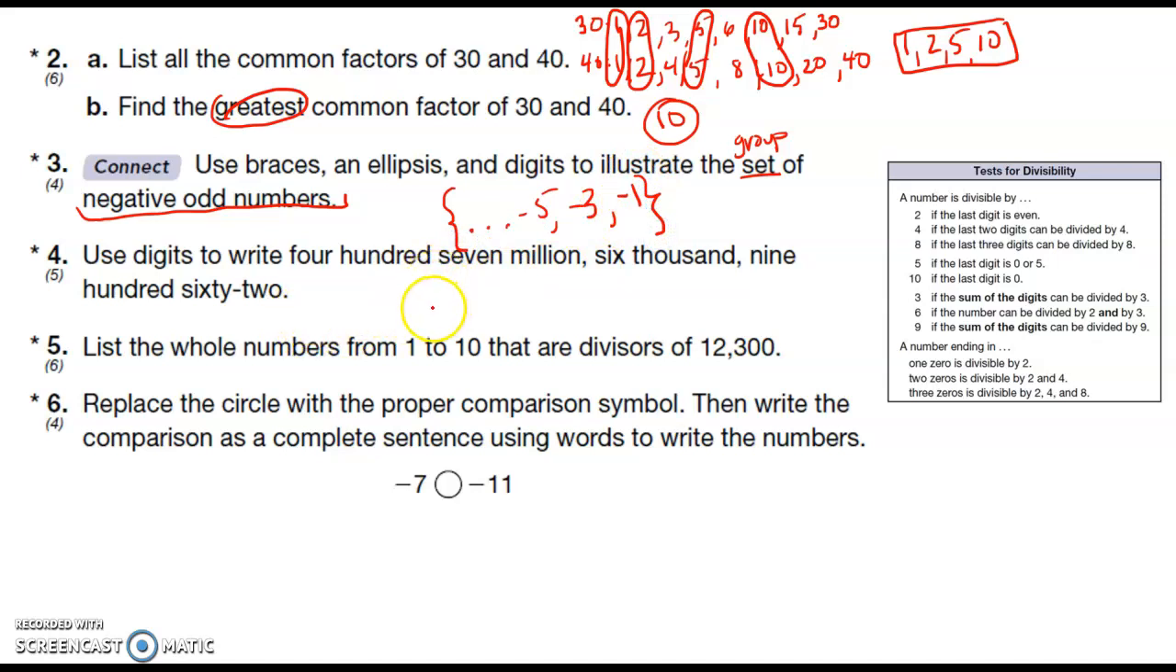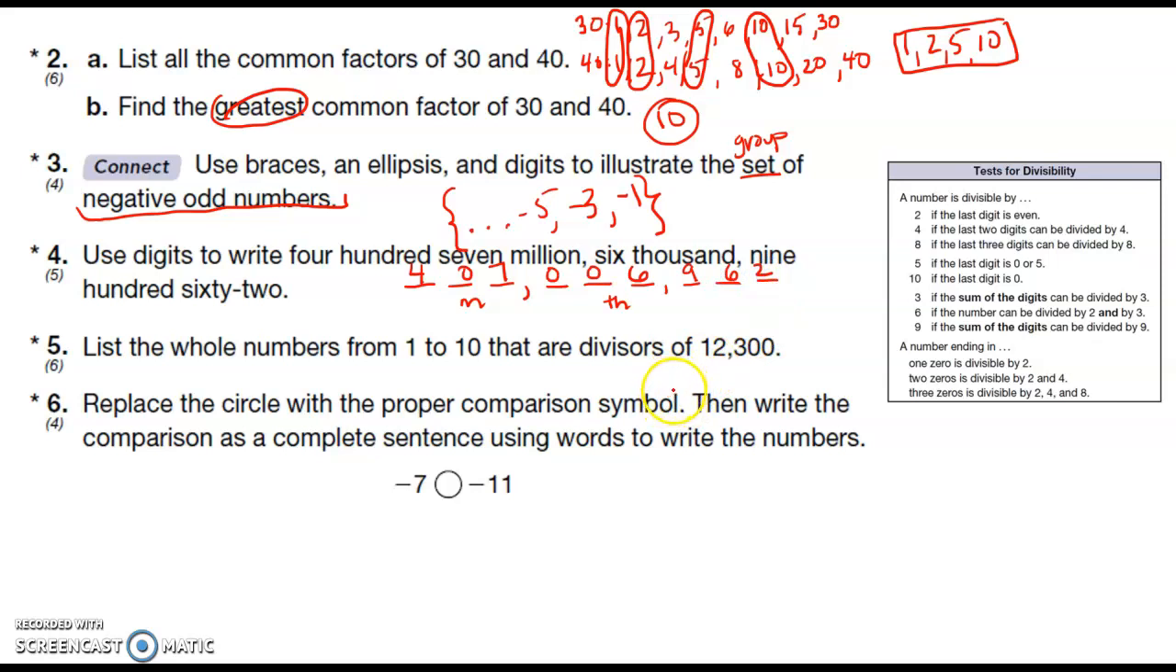Number 4, use digits to write 407,006,962. So I need millions. This is my millions. This is going to be my thousands. And this is going to be my hundreds. 407 million is going to look like this. 6,962. And that's my number.